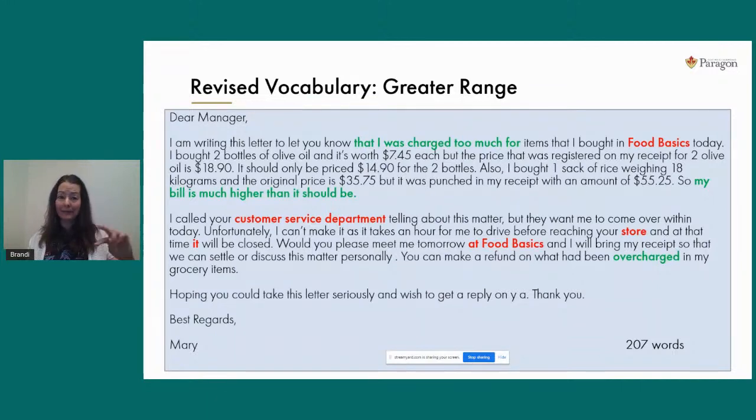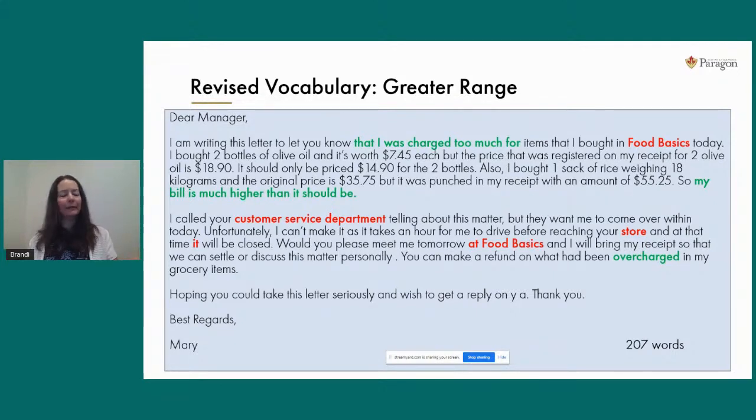We didn't use that word in the same sentence, so it doesn't sound so repetitive. And it is the name of the store after all, so it makes sense that you could use it a few times throughout this response. So that's better. And the last sentence there in green, I think we can just leave it, to be very honest. You can make a refund on what had been overcharged in my grocery items. So yeah, the word overcharge comes from the test, but really we're only using it here once. So I think we can just leave it in for now. I think it does the trick.